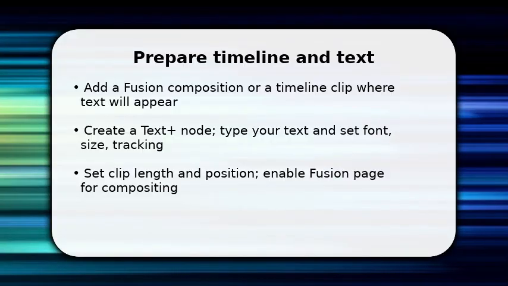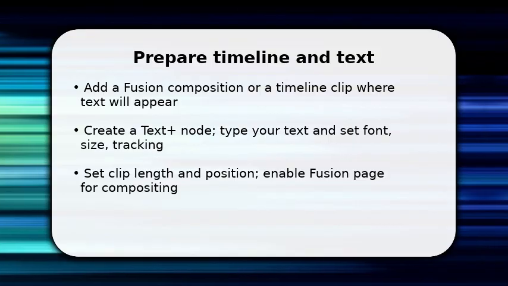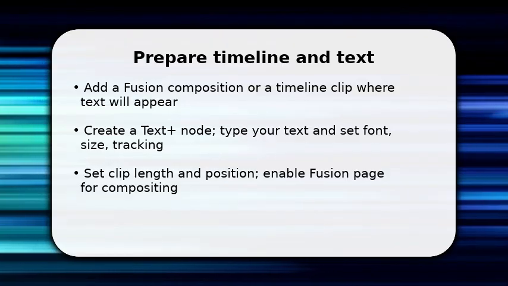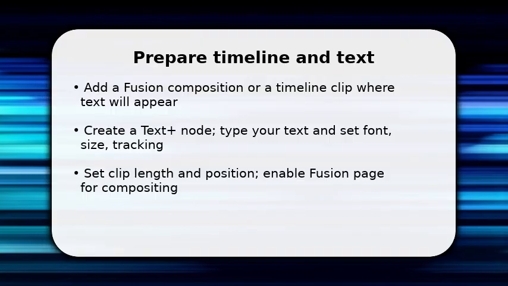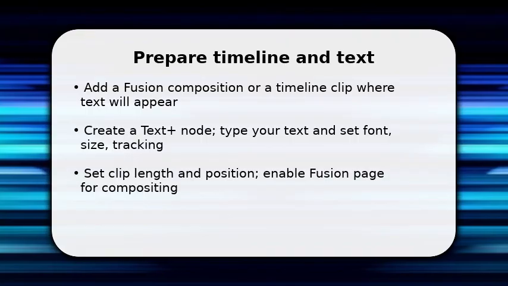You start inside the edit page with your timeline ready and a clip or Fusion composition placed where you want inverted text. Open Fusion now and add a Text Plus node, because standard text won't support this method. Type your copy, pick a clear font, and adjust size and tracking so it reads at the intended scale. Once done, connect the Text Plus to the Media Out node and make sure your background or clip is visible behind the text before moving on.